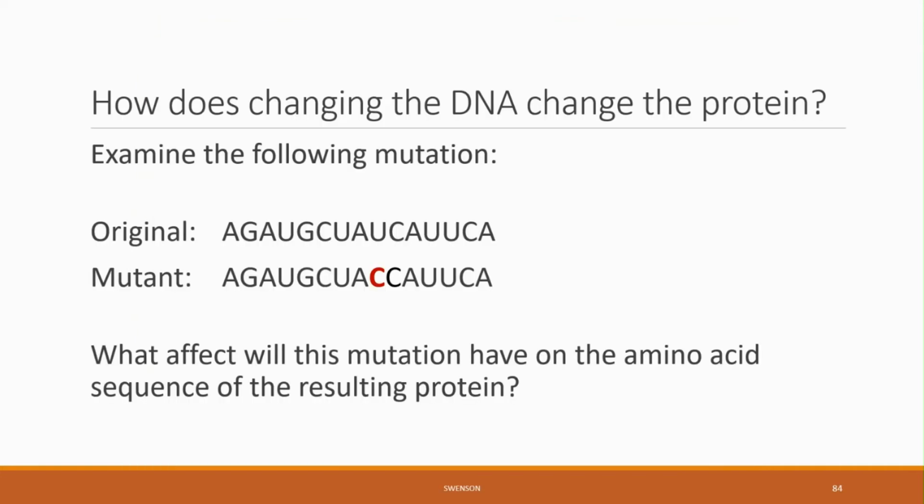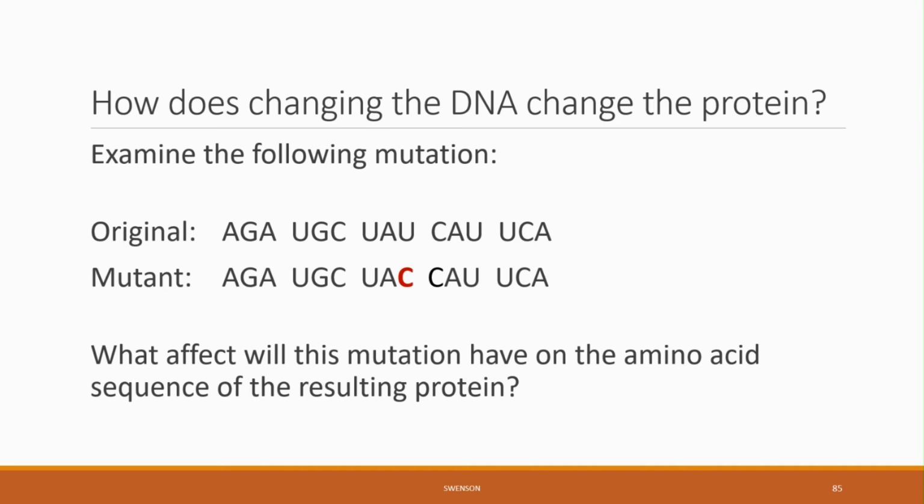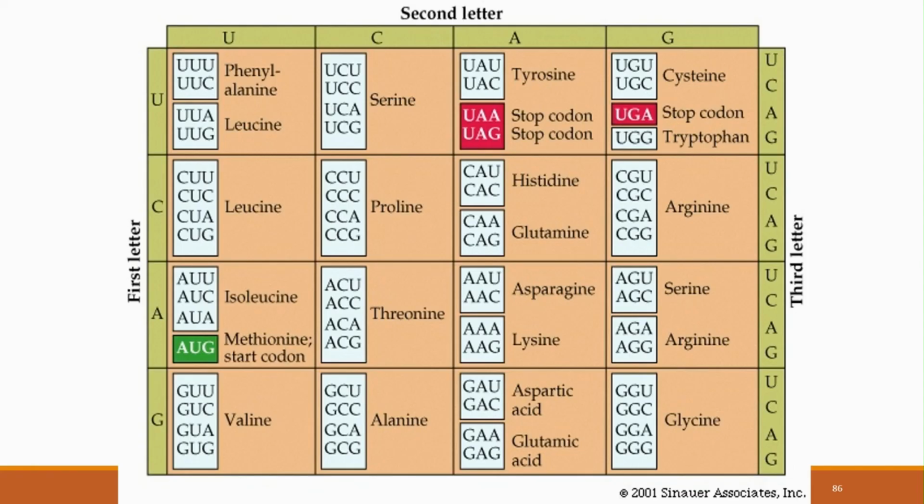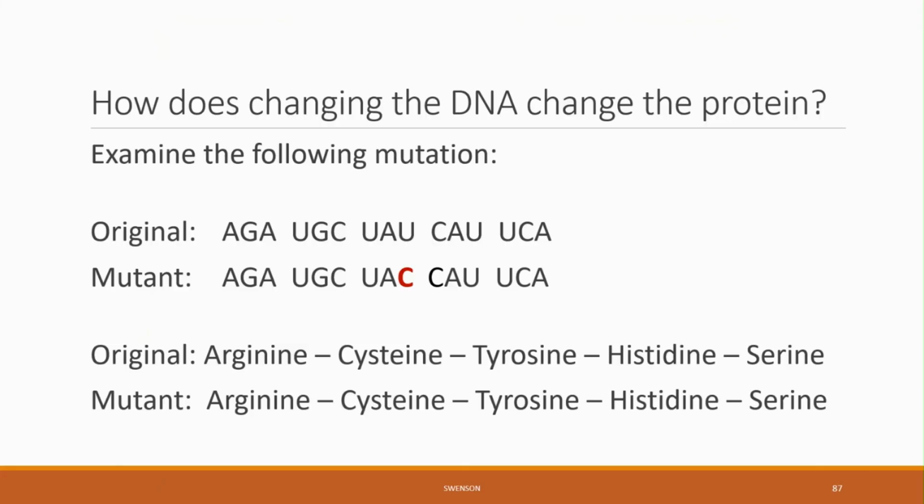Okay, how does changing the DNA change the protein? So let's do another example. Here we have the original code and a mutation from a U to a C. And what effect will this mutation have on the amino acid sequence of the resulting protein? So UAU is tyrosine, and UAC is also tyrosine. And so therefore, this mutation will lead to no changes.